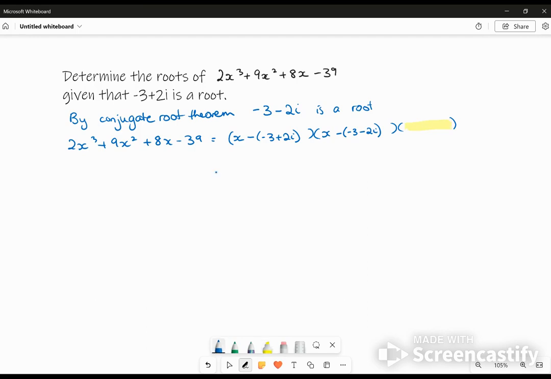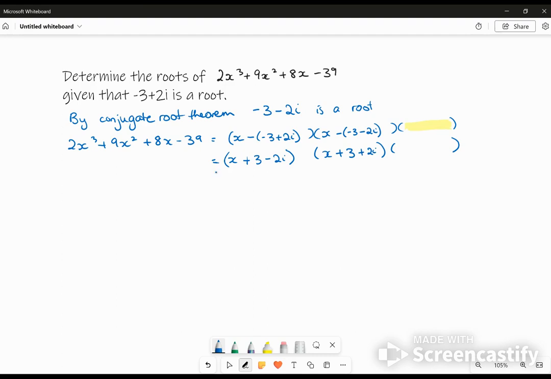So carrying on from here, I'm just going to simplify this bracket and get rid of the multiple brackets. So x, and it will be minus minus 3, so that's plus 3, and that would be minus 2i. The second bracket here will be x minus minus 3, which is plus 3, minus minus 2 is plus 2i. And my last bracket, I haven't yet figured out what's going to go in there.